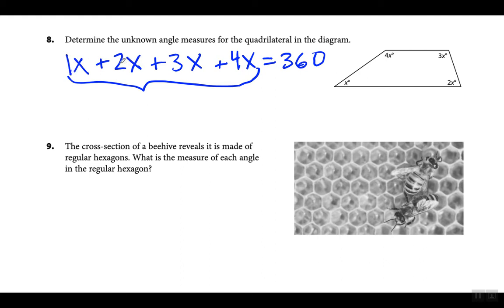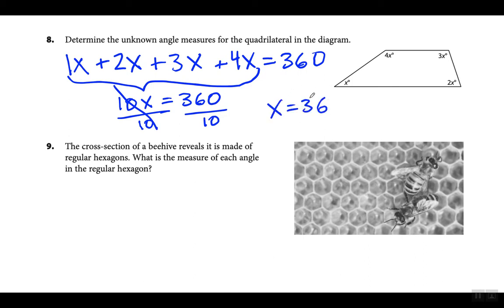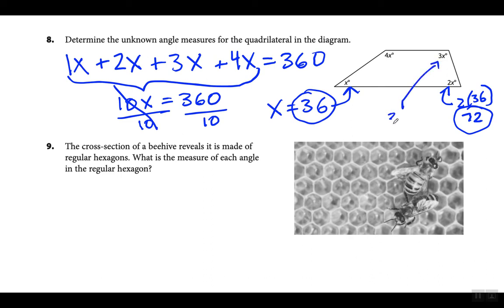1 plus 2 is 3. 3 plus 3 is 6. 6 plus 4 is 10. I got 10x equals 360. Now divide both sides by 10, or divide the 360 by 10 to get your answer. x is going to equal 36. So that means that this angle is 36. This angle right here is going to be 2 times 36, which is 72. Let me put that like that. This angle right here is going to be 3 times 36, which is going to give you 108.